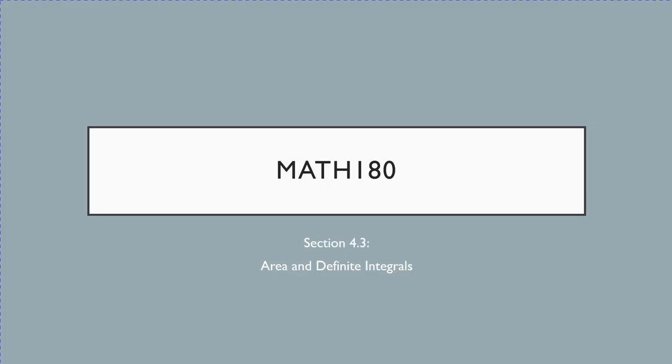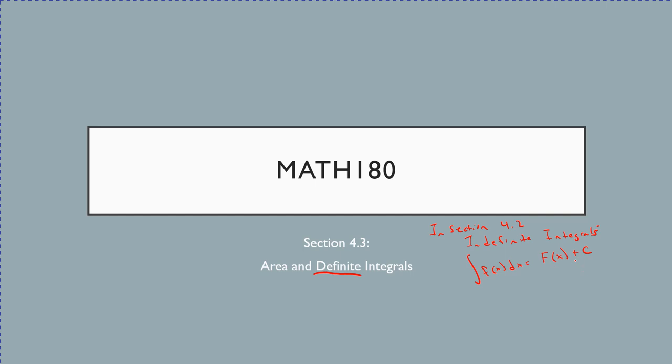In this lecture, we want to move into section 4.3 and talk about area and definite integrals. In the previous section, section 4.2, excuse me, we looked at what were called indefinite integrals. Indefinite integrals look something like this: the integral of f of x dx, and what we saw was this was equal to capital F of x plus c, some constant of integration.